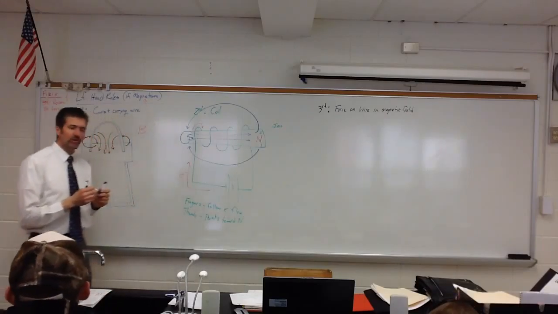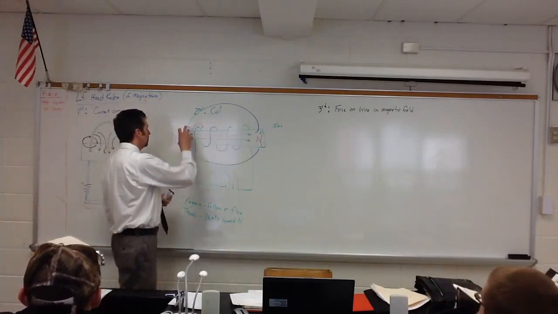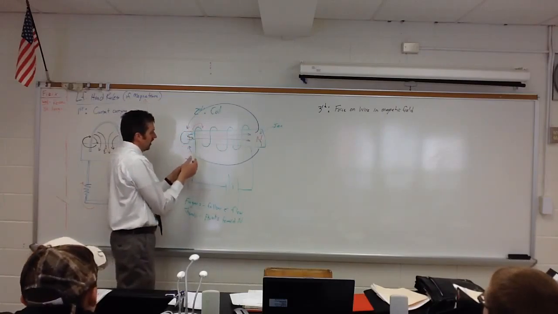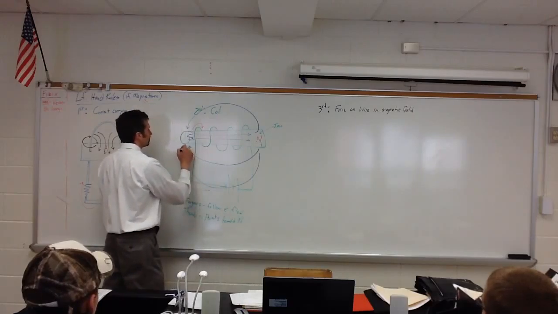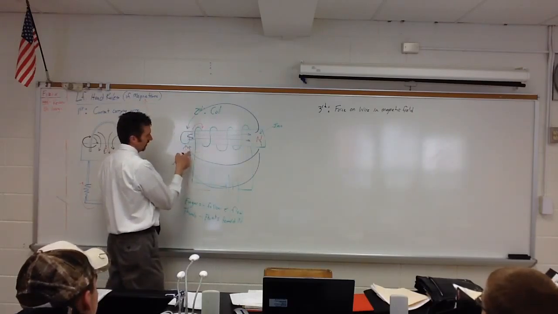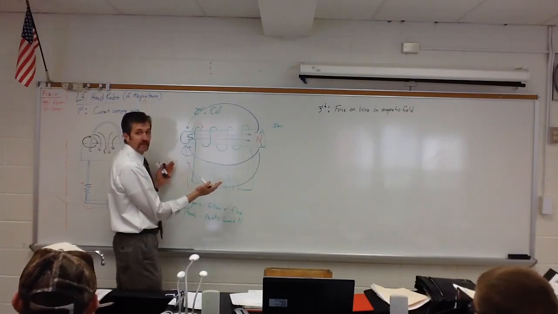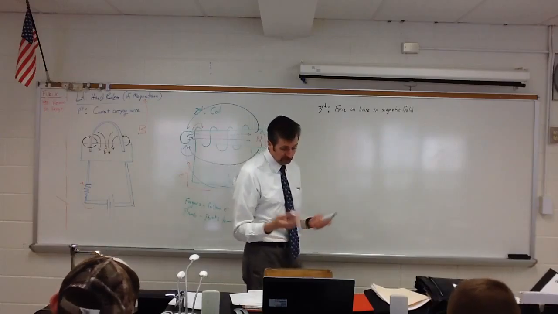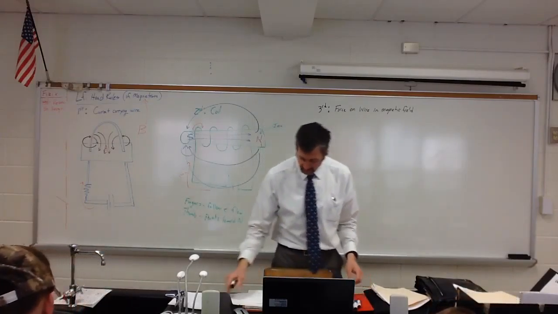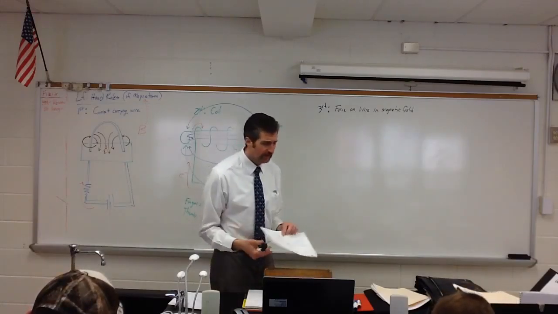Where's the magnetism the strongest on this? Where's the flux density the strongest? Closest to the poles, and if you're looking at magnetic field lines, it's where the lines are closest together. So you can see those are close, that's going to be strong. These are far, that's going to be weak. Sound good?